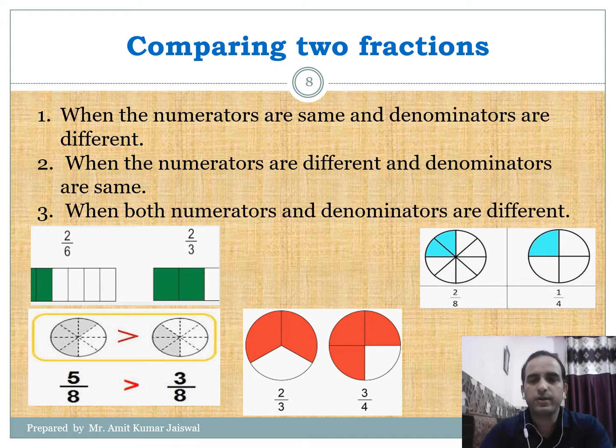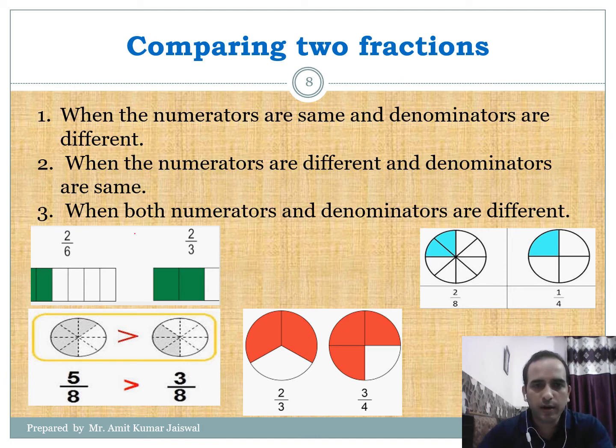So how are we going to compare two fractions? We are going to observe the numerators and the denominators of the fractions. So here we have 2 upon 6 and 2 upon 3. The numerators and denominators can be same or different or both different, so there are three cases here. When the numerators are the same and denominators are different, the fraction with the smaller denominator is the larger fraction. So here 2 upon 3 will be larger as compared to 2 upon 6.